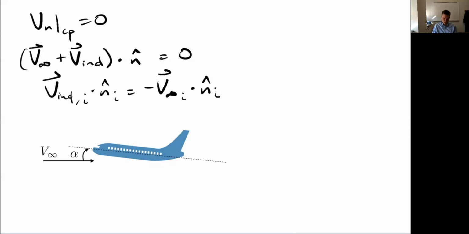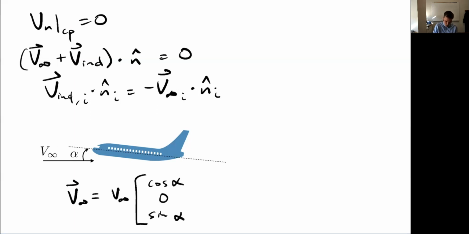We're going to have angle of attack. In general, we could also have sideslip, but we're going to keep it simpler in this case. So using my coordinate system, as we've drawn it, we're aligning things as follows. This will be cosine alpha, 0 in the y, sine alpha in the z. So I'm breaking this up into these components.